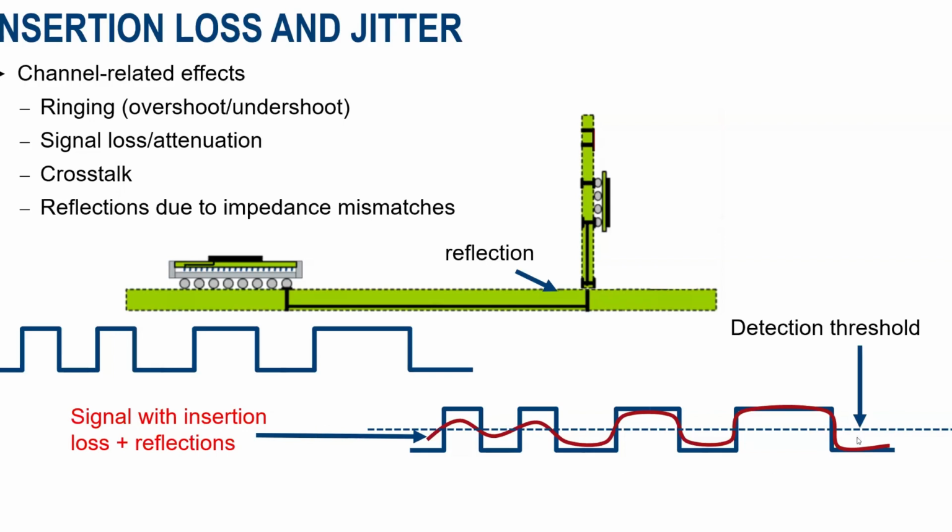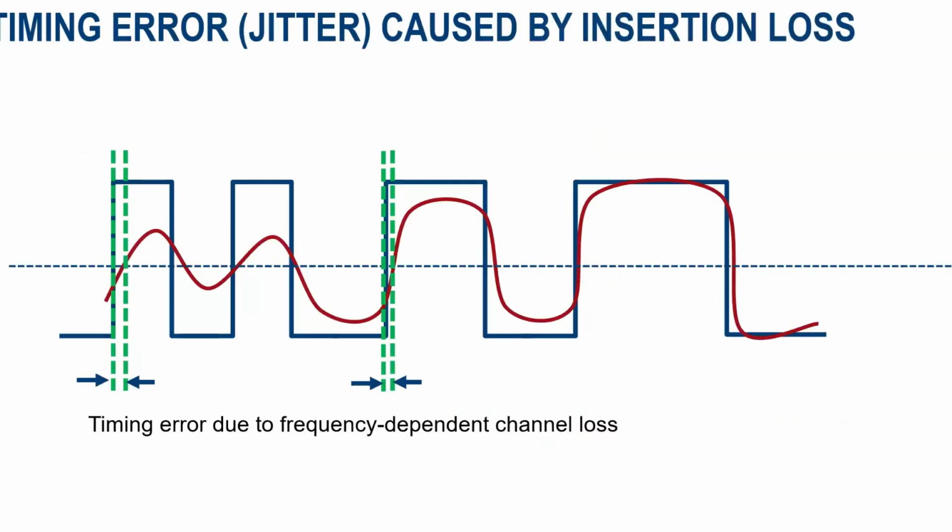At the receiver end, there is a detection threshold, and what we care about in jitter measurement is how much the signal timing moves relative to that threshold at that crossing point. So if we take a closer look at that, what we want to measure is essentially the difference between an ideal waveform that would not be attenuated versus the attenuated channel.